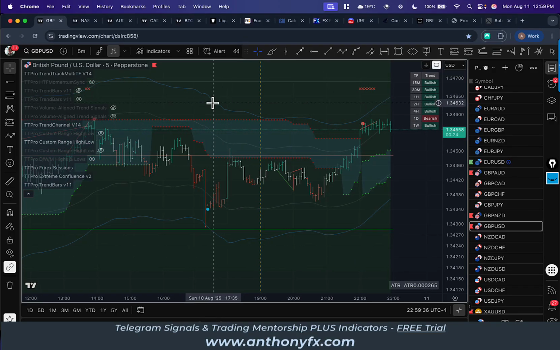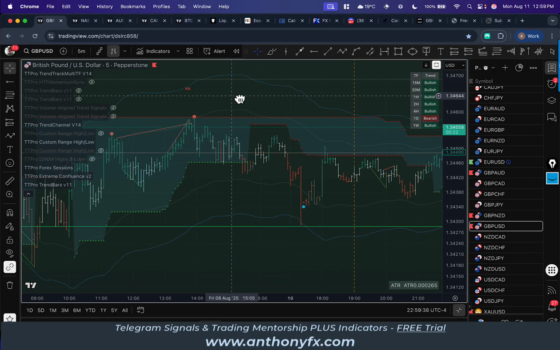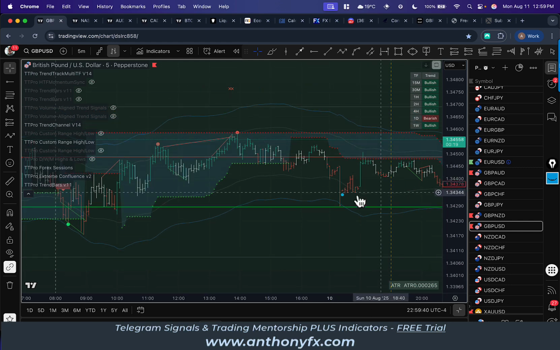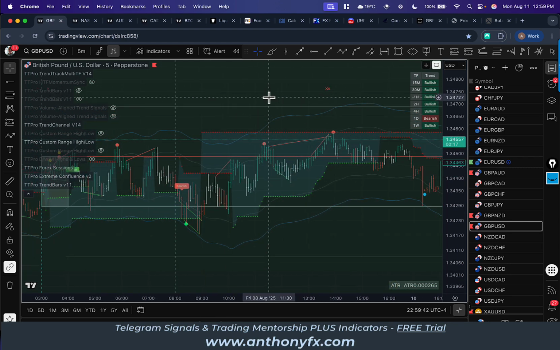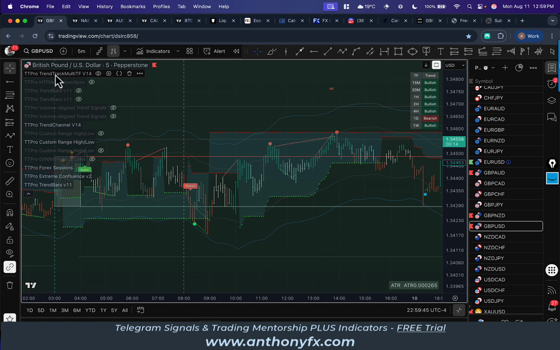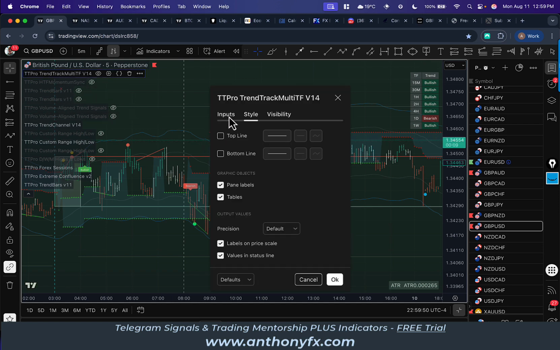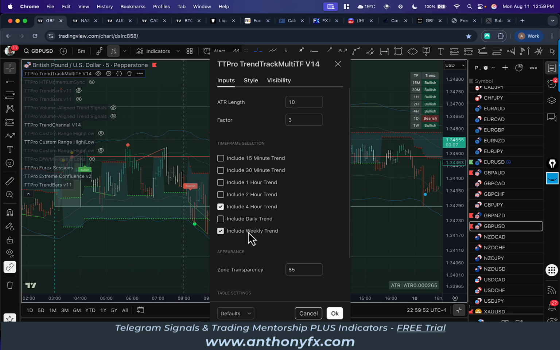Traders, I want to show you a scalping strategy that I think is worthwhile. I've been backtesting this with some pretty good results. What we're going to do is go to this indicator here, the Trend Track Multi, and I'm going to enable the 4 and the weekly.